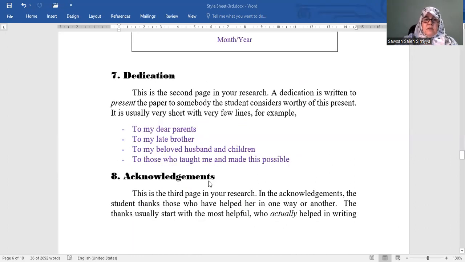The dedication, this is the second page in your research. A dedication is written to present the paper to somebody the student considers worthy of this present. It is usually very short, with very few lines. Here you have examples: To my dear parents, to my late brother. If the person you want to present the paper to, your brother or grandmother, is dead, use late.